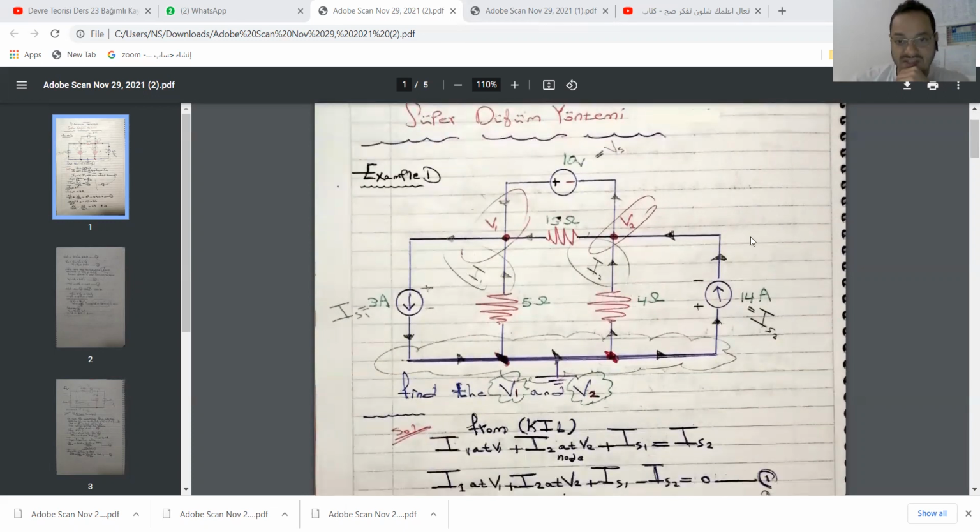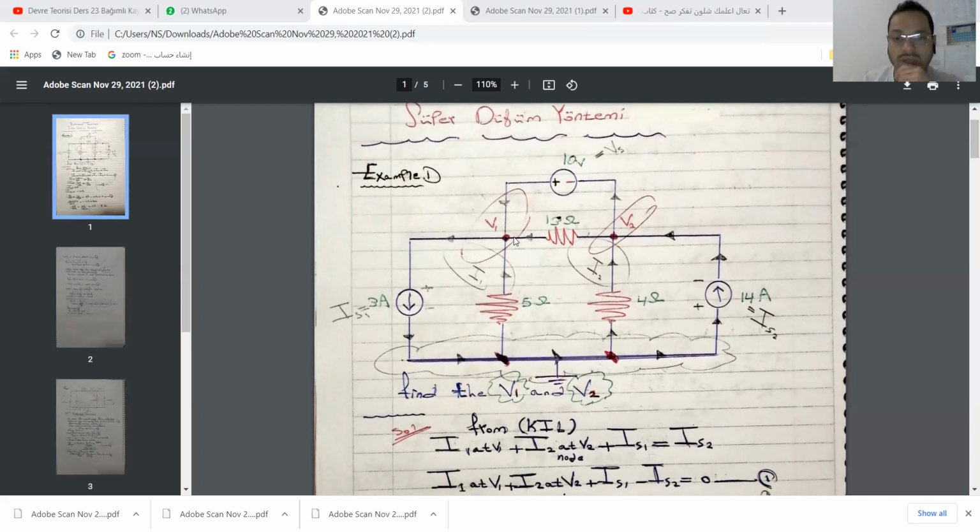Now we have this circuit, where the author wrote just V2 for this node, and I used another color here. IS1 equals 3 ampere, IS2 14 ampere. Here we have three different resistances, 13 ohm, 4 ohm, 5 ohm, and here we have another independent voltage source, and here two independent current sources.